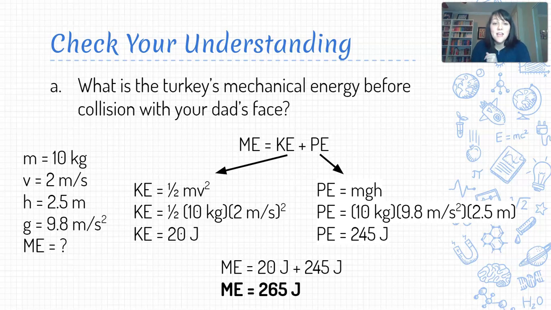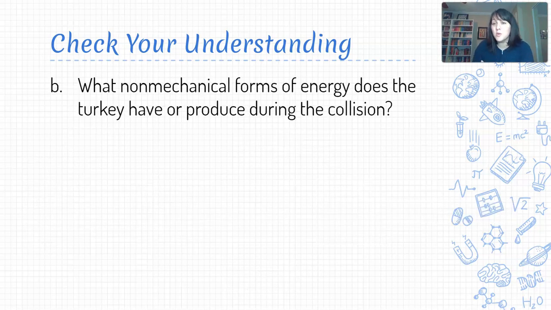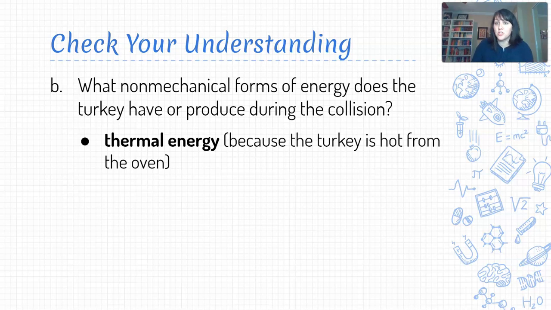All right. Second question then is, what are some of those other forms of non-mechanical energy that we see in the turkey during that collision? There are a bunch, depending on how detailed we want to go. Maybe one of the more obvious ones is thermal energy, right? The turkey was just in the oven. It's pretty darn hot, so it's definitely got a decent amount of thermal energy contained within it.